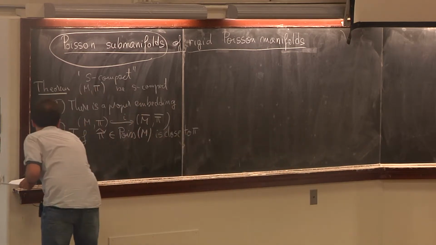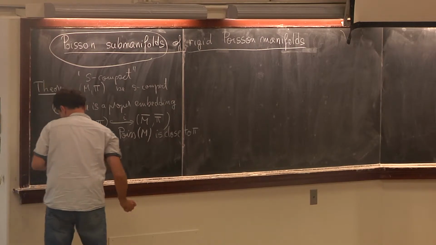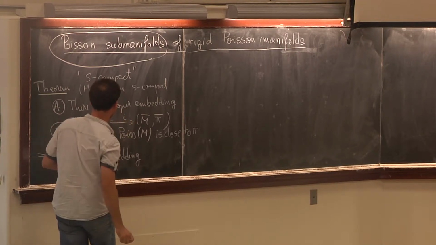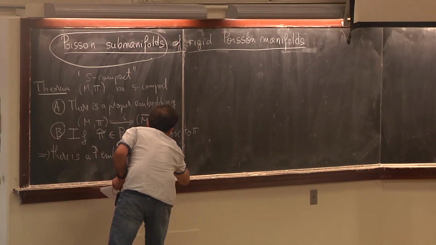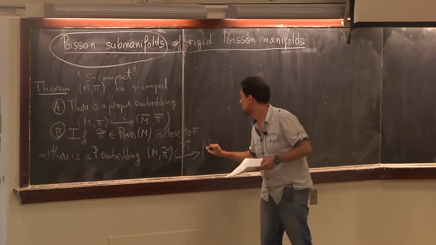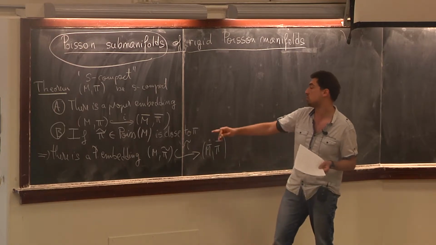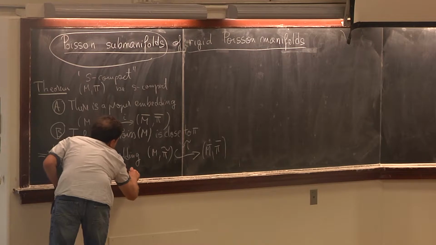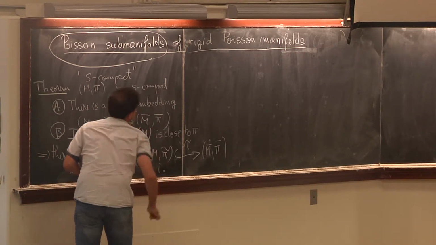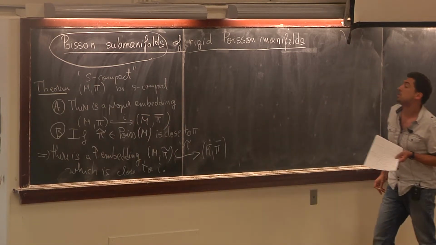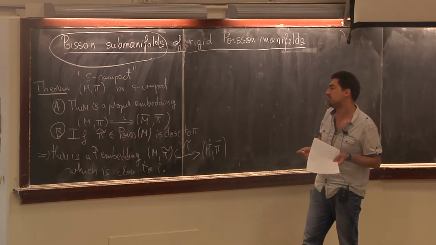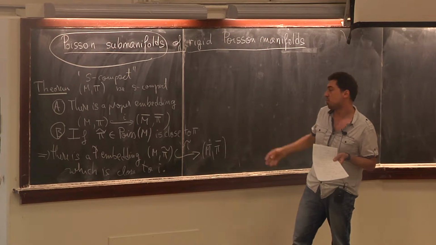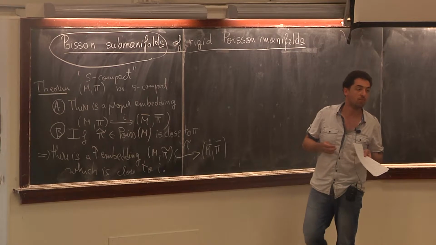So then it follows that there is a Poisson embedding of M and pi tilde, which I'll denote by I tilde, into the rigid one, which is also close to the original embedding. So in general, deformations of Poisson structures are pretty difficult to understand, and they usually have a lot of deformations. Now, this theorem tells you that you can reduce this problem to just deforming the submanifold inside the larger one, right?